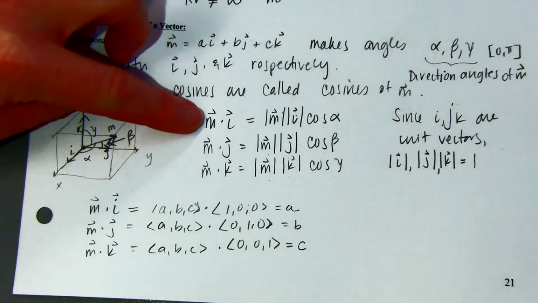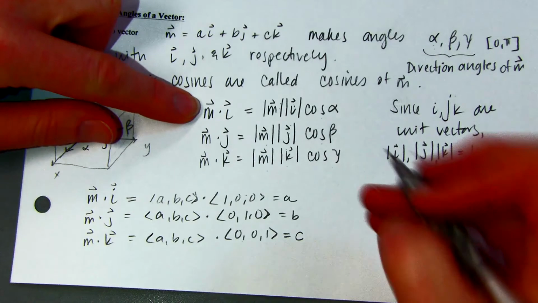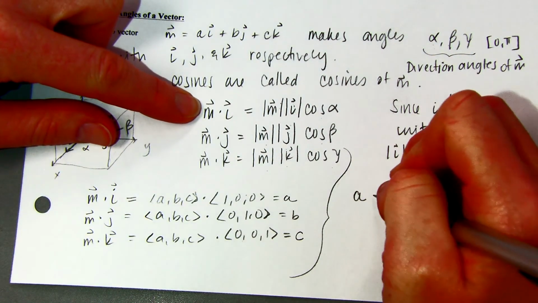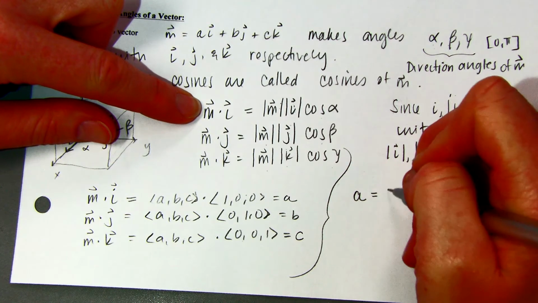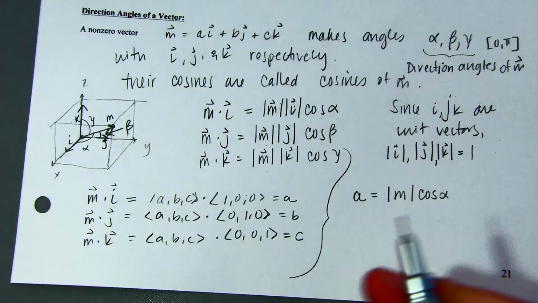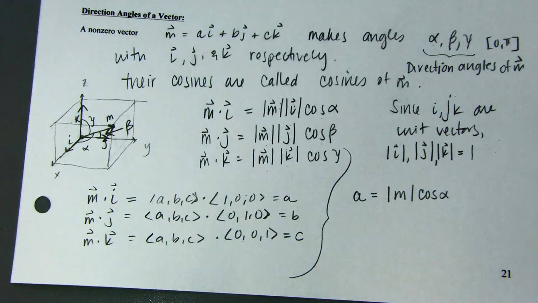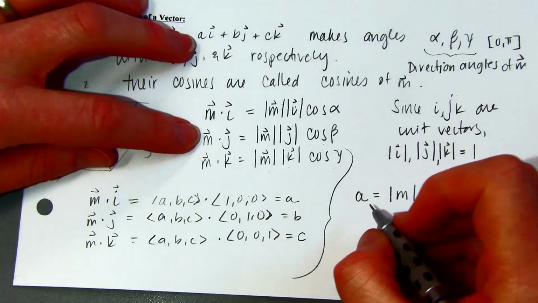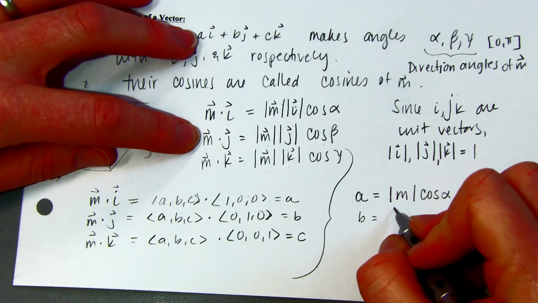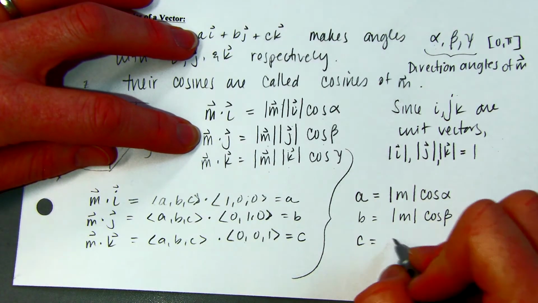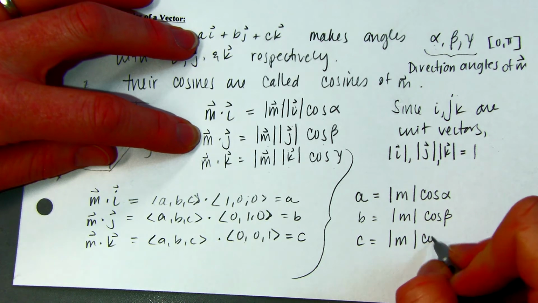So we're going to merge all these things together. m times i is equal to a, so a equals the magnitude of m cosine alpha. And we have the dot product of m times j, which is b. This is the magnitude of m cosine beta. And c is equal to the magnitude of m cosine gamma.